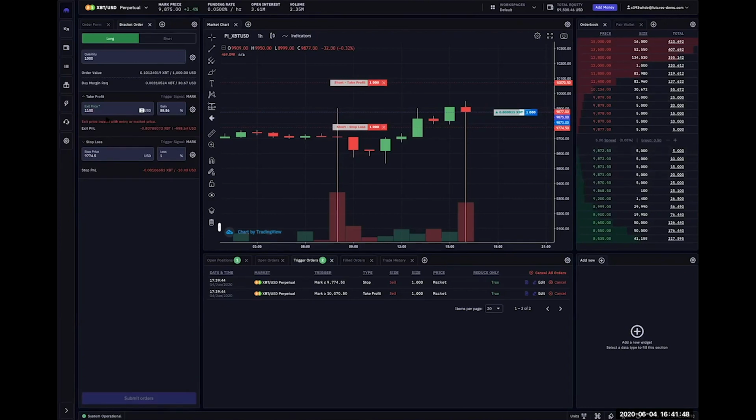So a few people are asking about trailing stops. We don't have that order type yet, but it is on the roadmap for towards the end of the year. So hopefully soon.